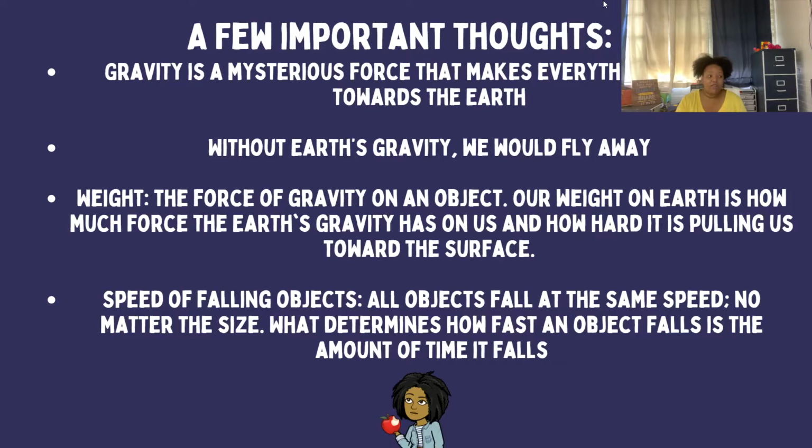Weight is the force of gravity on an object. So our weight on Earth is how much force the Earth's gravity has on us and how hard it's pulling us toward the Earth's surface. And finally, in regard to the speed of objects, all objects fall at the same speed, no matter what size it is. What determines how fast an object falls is the amount of time that it falls.